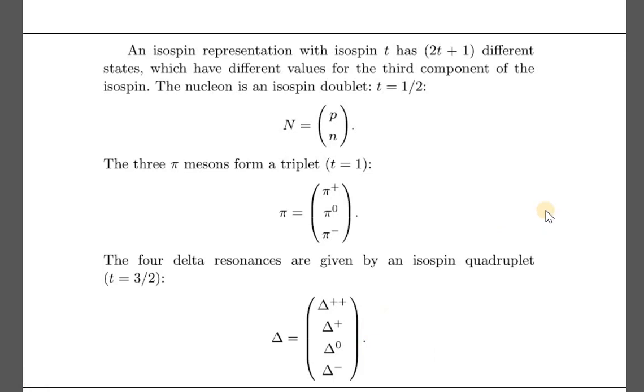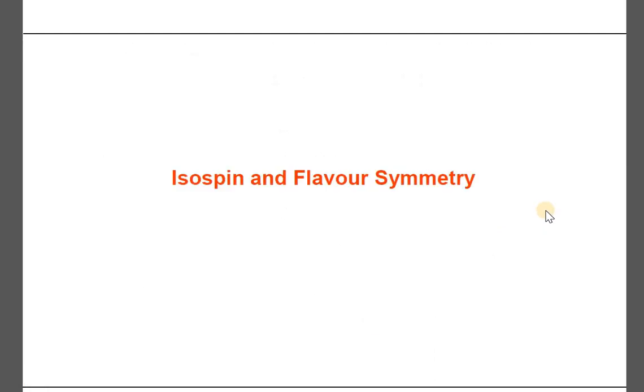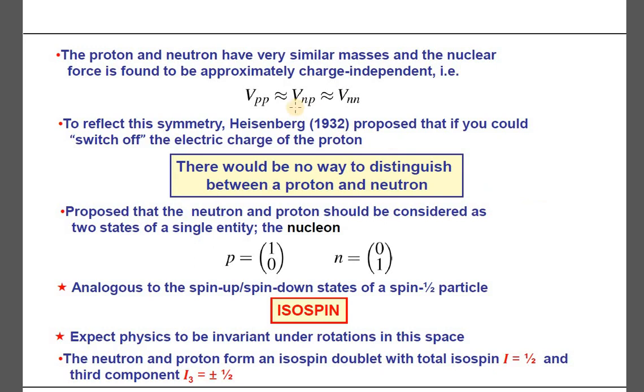So, with these basic ideas, let me now move forward to the Isospin and Flavour symmetry, the basic introduction to the mathematics of them. You see, the proton and neutron have very similar masses, and the nuclear force is found to be approximately charge independent, which means the force between two protons is approximately equal to neutron-proton, and again this is approximately equal to 2 neutrons.